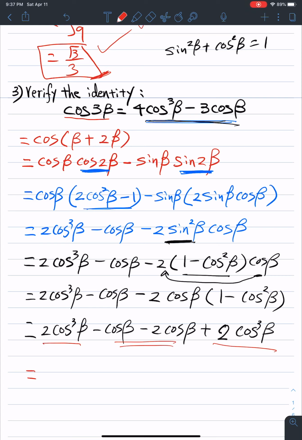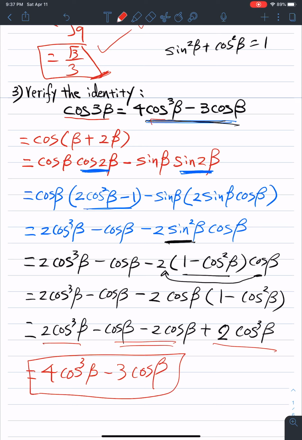So I got 4 cosine cubed minus 3 cosine. Are they exactly the same? Yes, they are. That means I'm done. Let me go over the problem one more time, make sure you understand. First, the 3 theta I cut into 1 and 2. I got that, and then I'm using the sum formula from the last section.